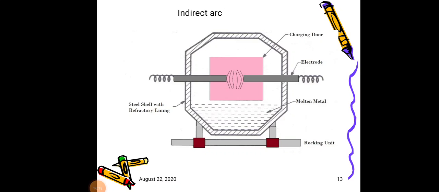Now, what are the advantages of the indirect arc furnace? The first is lower overall production cost per ton of molten metal. Second, sound castings in thin and intricate design can be produced. Third, metal losses due to oxidation and volatilization are quite low. And fourth, it is flexible in operation. Thank you.